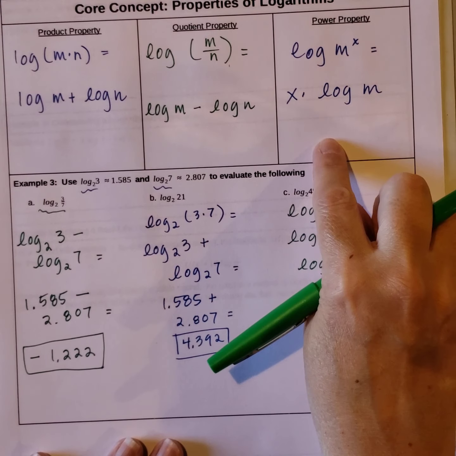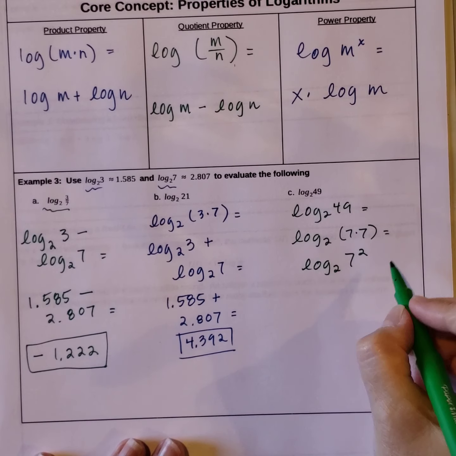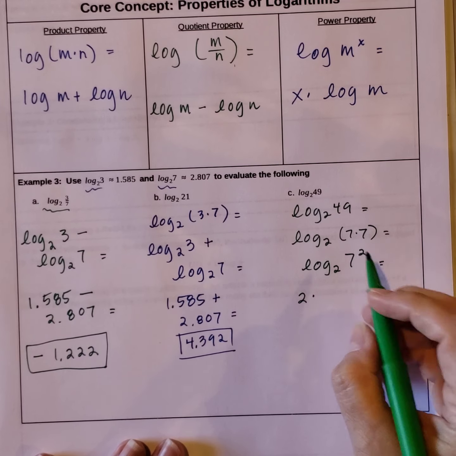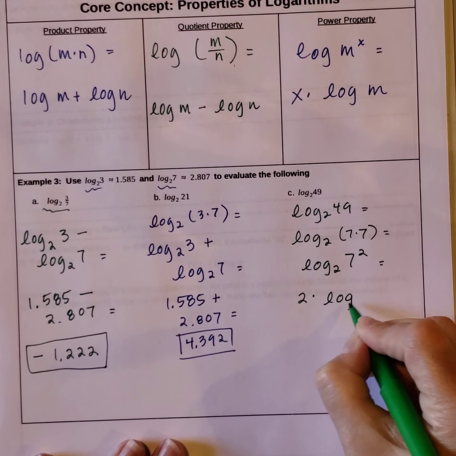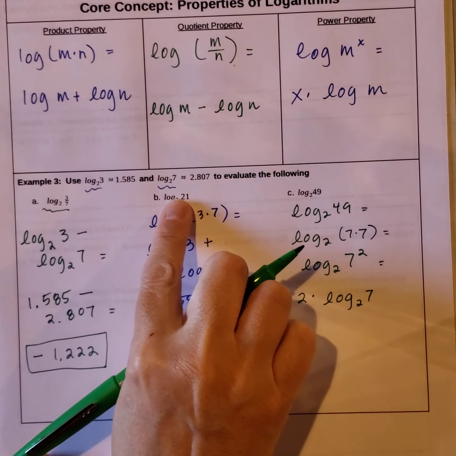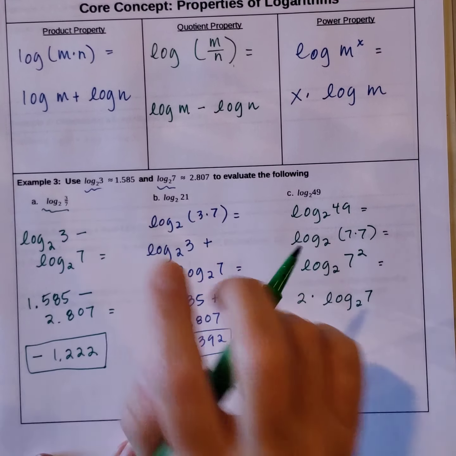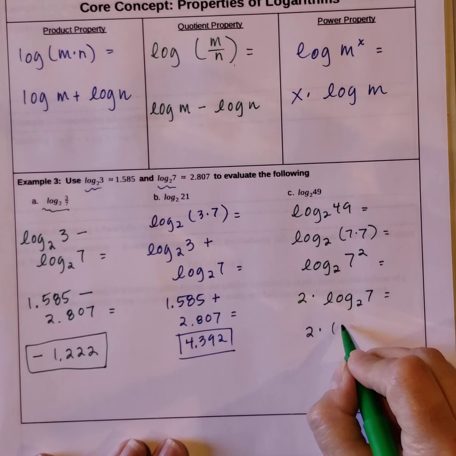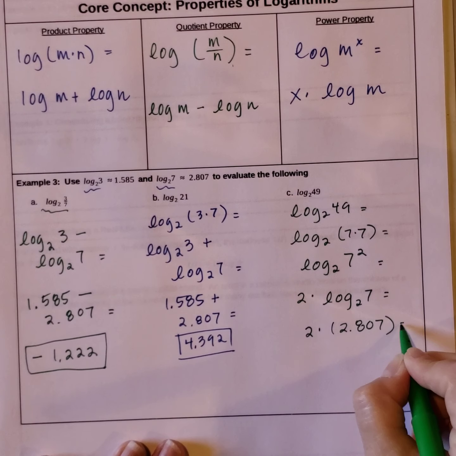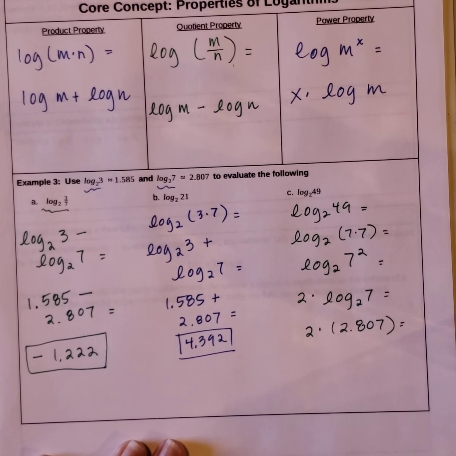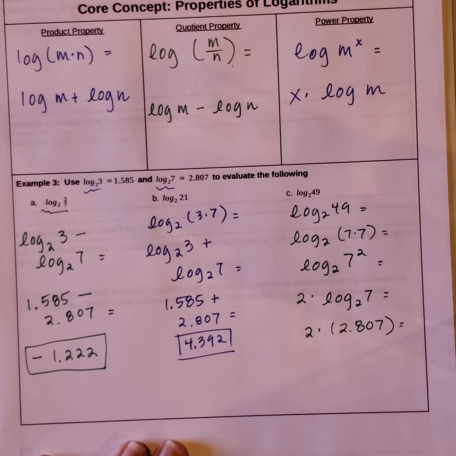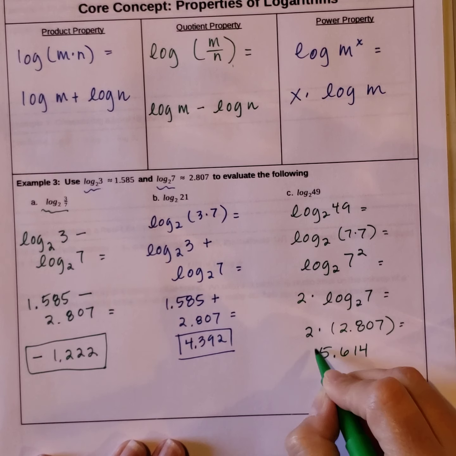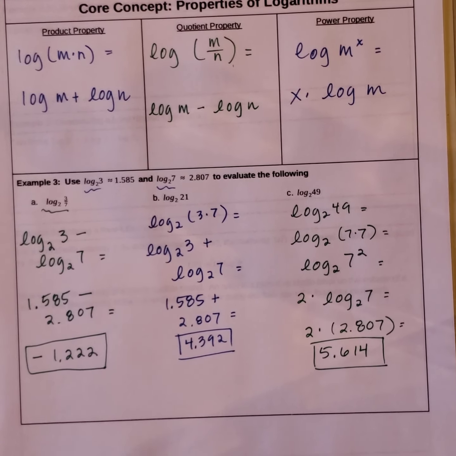I'm going to try the power property because we haven't used it yet as an example. So this looks like 2 times log base 2 of 7. We are given the value of log base 2 of 7. So this is 2 times that value that was given to you, 2.807. Multiply these two on your calculator, 2 times 2.807, and that gives you 5.614 for your final answer.